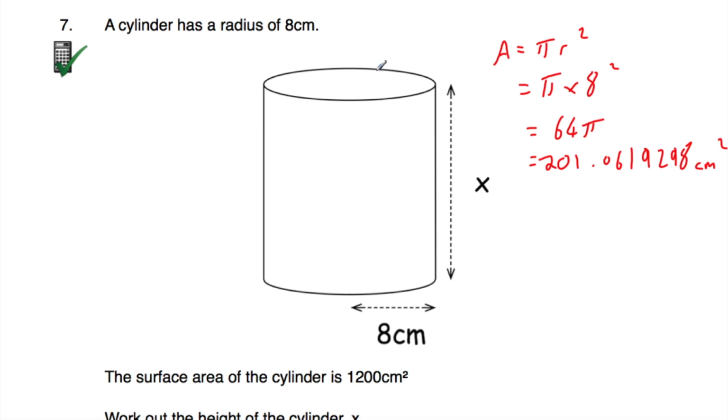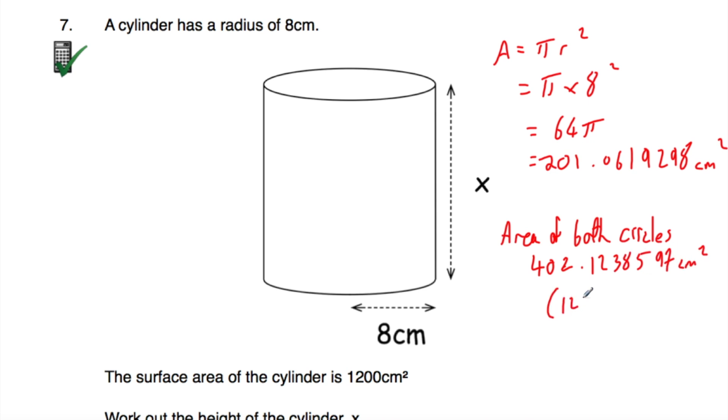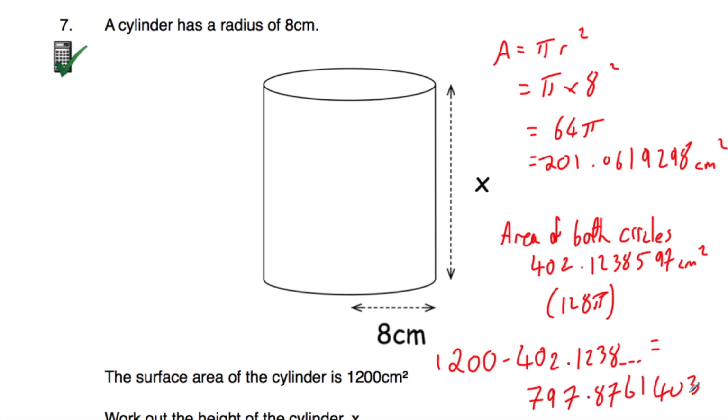If we times that by 2, that'll give us the area of both circles. So that's equal to 128 pi, or 402.1238597 centimeters squared, or in terms of pi, 128 pi centimeters squared. So that's the area for the two circles. If we take that away from the surface area of the cylinder, what's left will be the area of that curved face. So let's do 1200 take away 402.1238 and so on, and that's equal to 797.8761403 centimeters squared. So that's the area of this curved face.